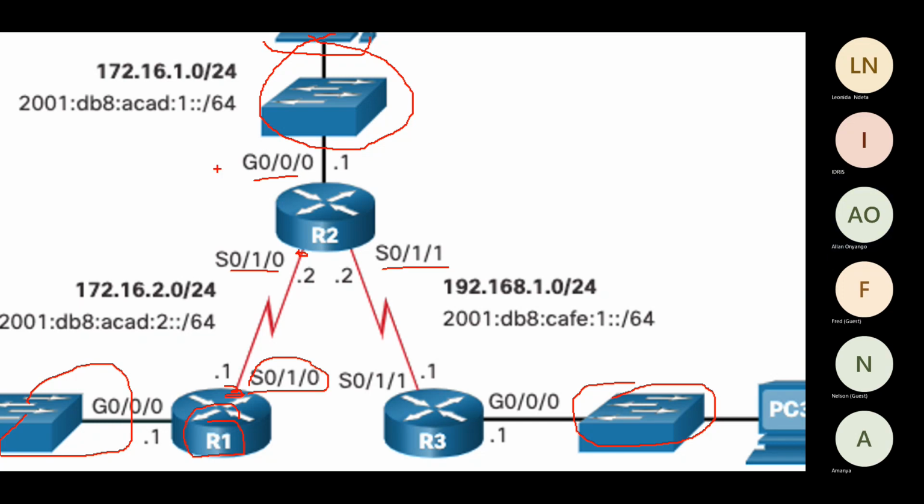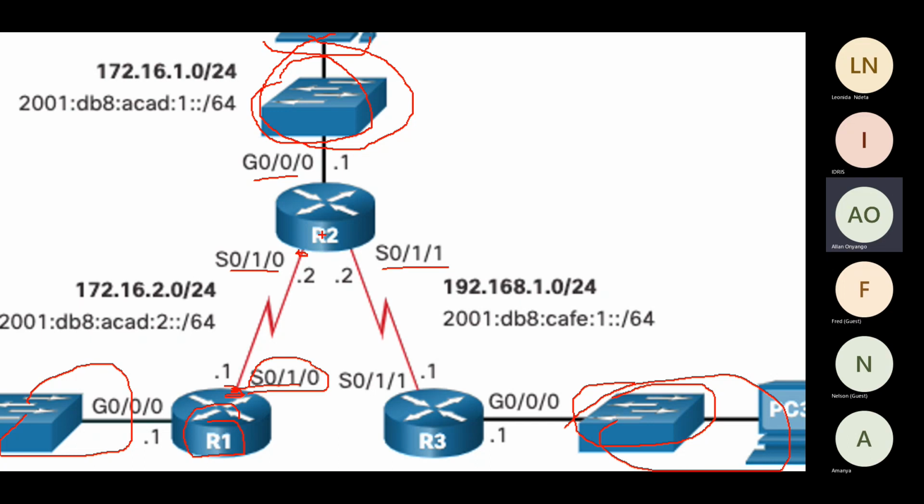Now, listen to this. The next thing: if R1 wants to send something either to the R2 LAN or to the R3 LAN, R1 must not only send that message through its exit interface, but the first router on its way towards the R2 LAN or R3 LAN, the first router to meet on its way, is R2, all right?